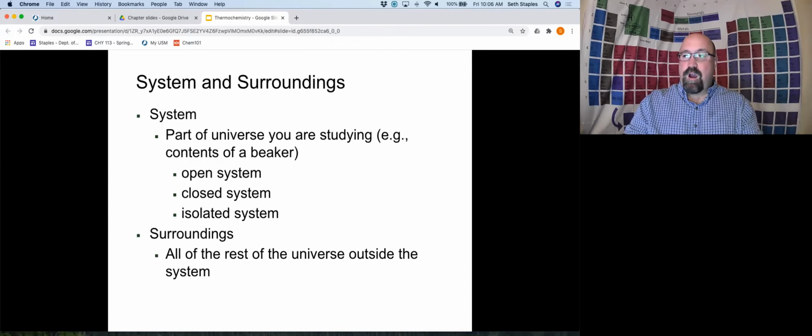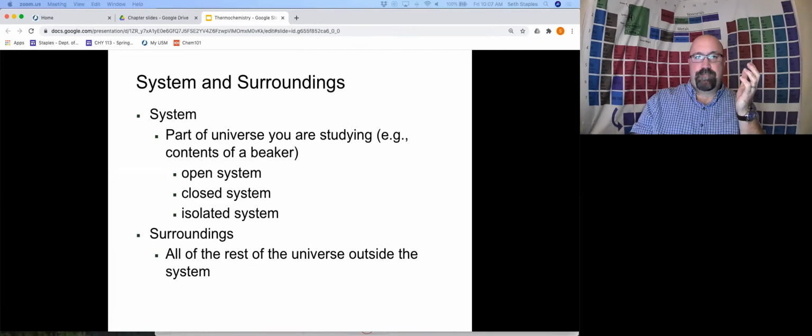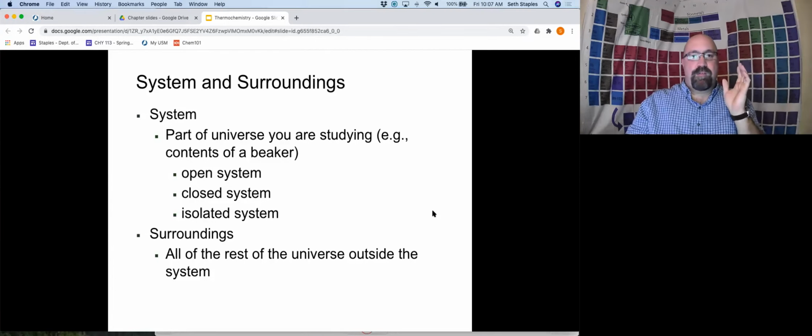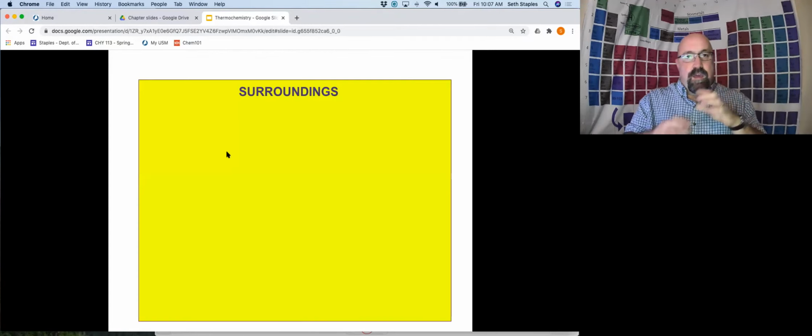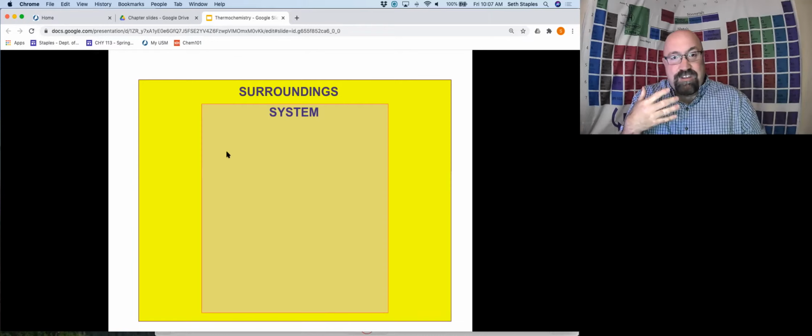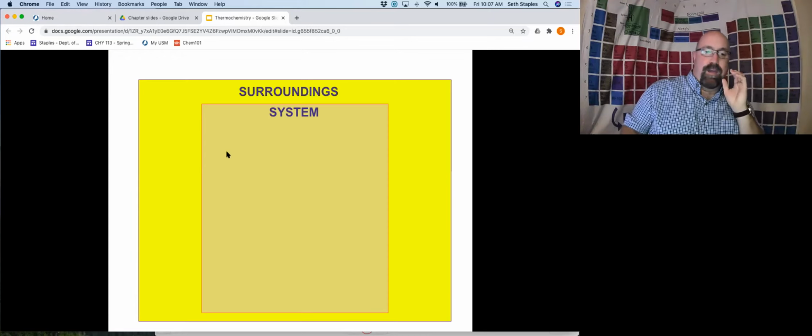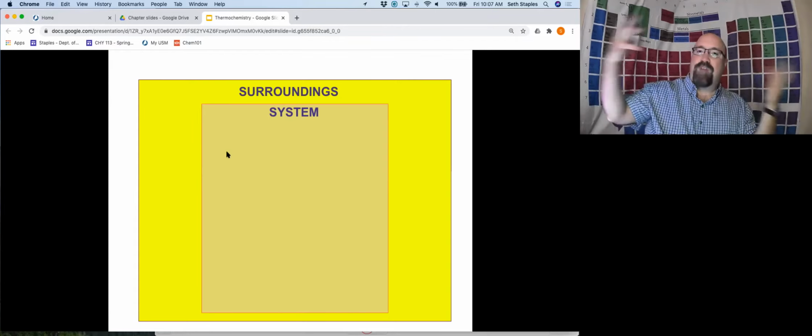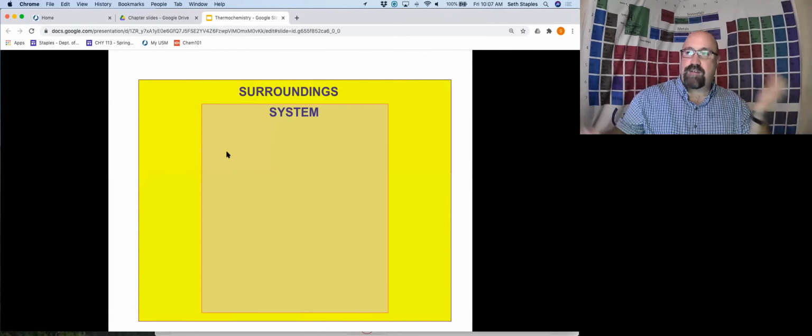Let's look at some visualizations of this. Here we have the surroundings, which is everything outside of our system. Again, our system is whatever we're actually studying, whether it be a chemical reaction or a lump of metal. We've got the system that we're studying, and then we have the surroundings, which are everything outside of that.